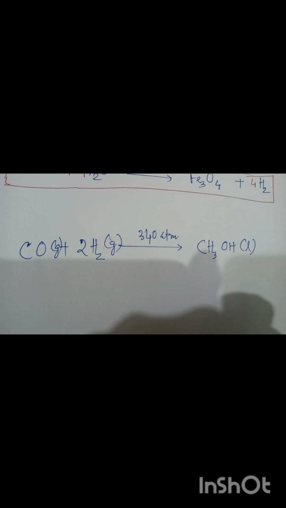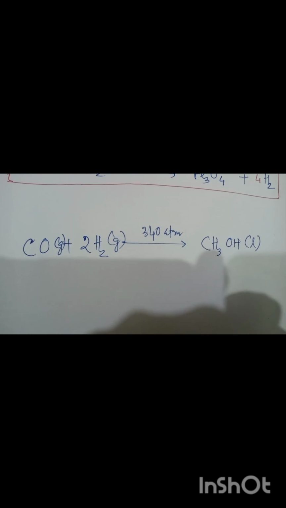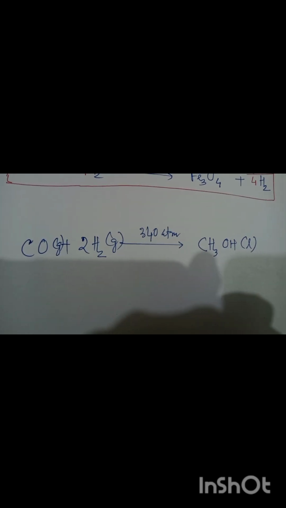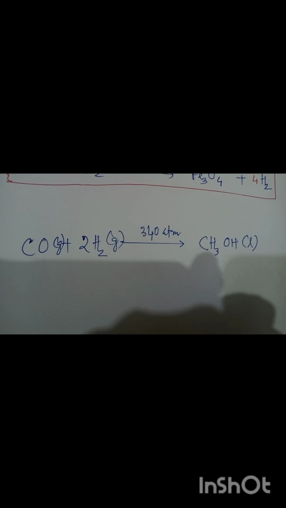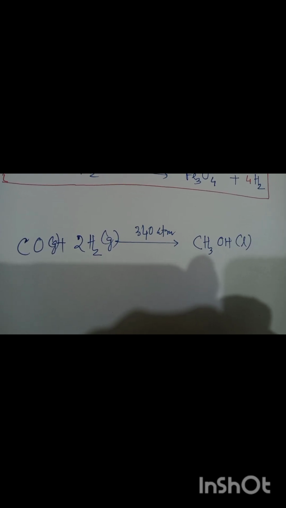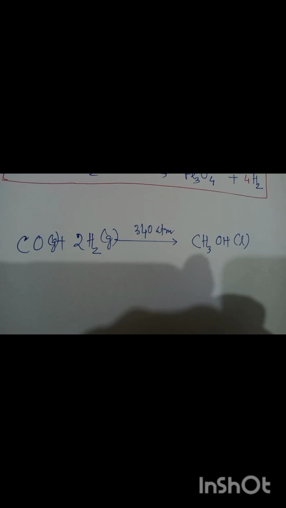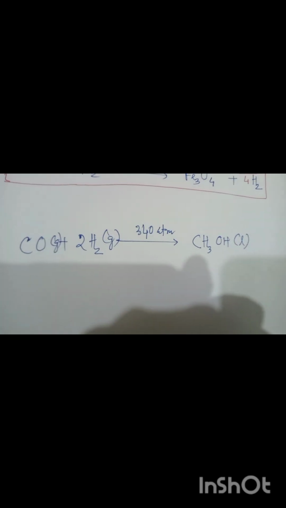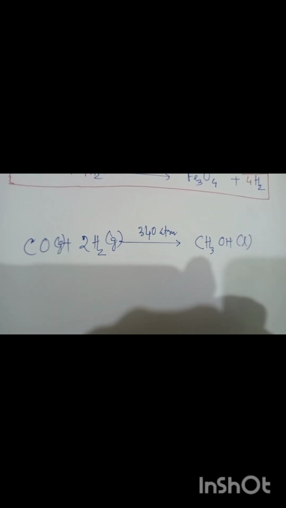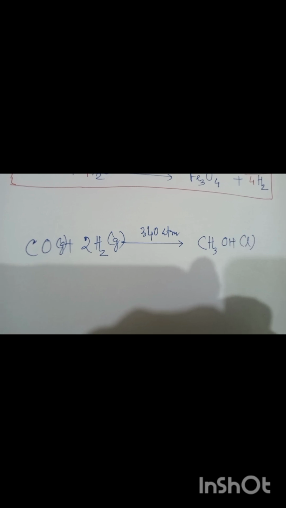Sometimes the external conditions like pressure are also mentioned. Here we can find that carbon monoxide is in the gaseous form, hydrogen also in the gaseous form, but methanol CH3OH is in the liquid form. Again it is given 340 atmospheric pressure.